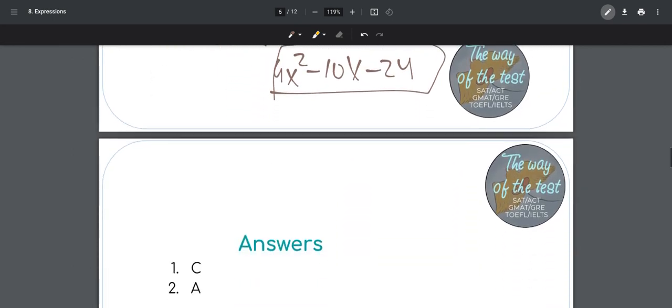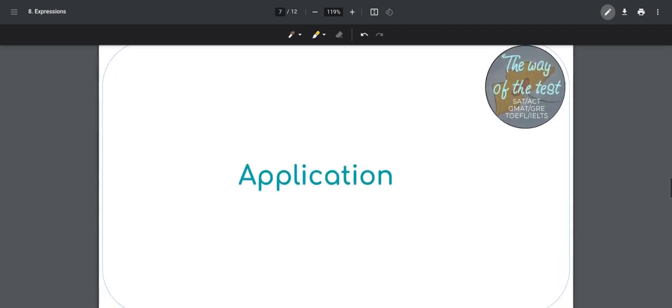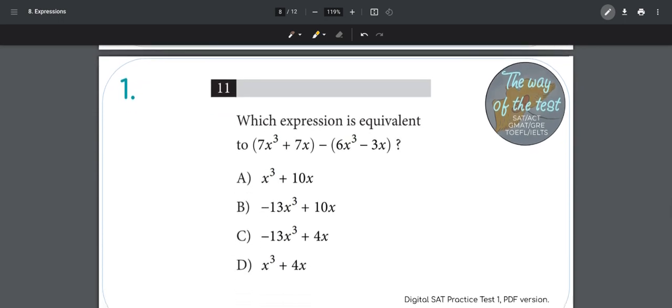These are the answers. In terms of the expressions, I remember we're going to use the formulas. We're going to use basically putting them together, expanding on the parentheses, etc.